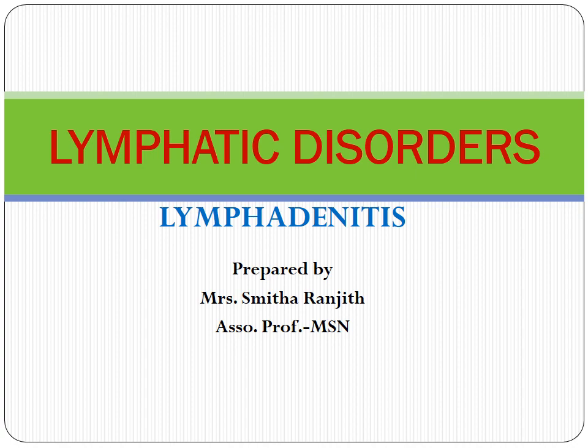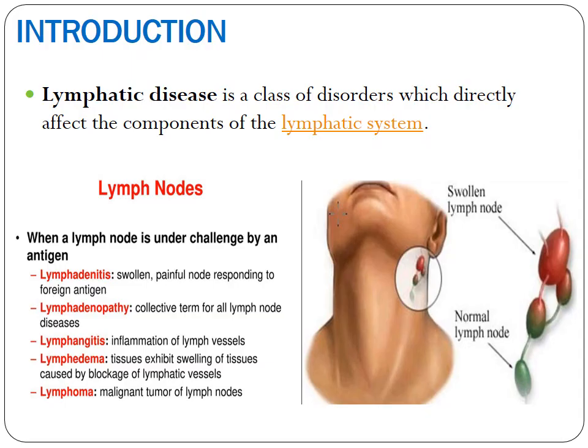The first kind is lymphadenitis. Different terminologies that I've given you examples of: lymphadenitis means a swollen, painful node which is responding to a foreign body or infection in the body. So that means lymphadenitis is related to your lymph nodes, swelling of the lymph nodes. Lymphadenopathy is a collective term for the lymph node diseases. So any sort of disease affecting the lymph node is called a lymphadenopathy. Lymphangitis is inflammation of the lymph vessels.